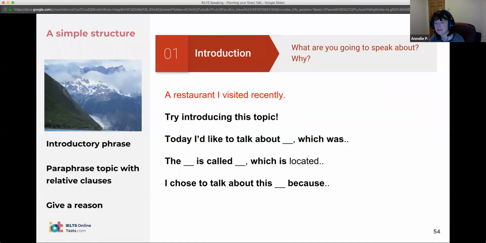Okay, second one. The restaurant is called, and obviously then you're just going to give the name and where it's located. I chose to talk about this restaurant because, or this establishment, let's get some synonyms going here, this place, because it has great food. Why else might you? Let's give a good, strong reason. Very nice. I heard a lot about it from my friends. Very nice. It's nice, cheap, and near my home. Very good. That's what you're looking for.